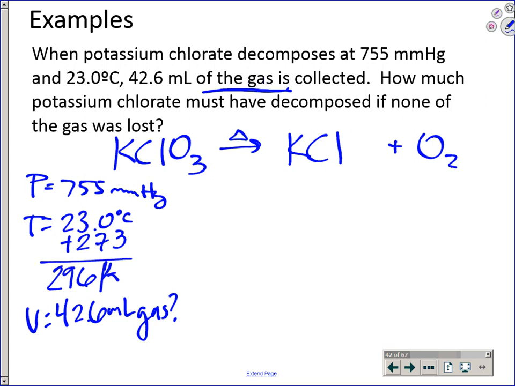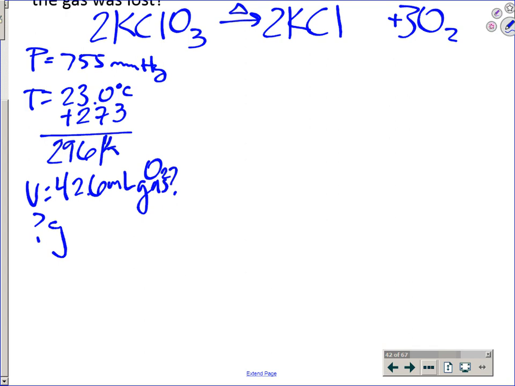Balance this, Riley's table. 2, 2, 3. Marvelous. Okay, so now we know what this gas is. So this is O2 gas, if you're going to label that out appropriately. What is the question, Bryce? So when it says how much, what unit is it probably asking for? Grams. So here we go. We're going to look for grams of potassium chlorate. And that's our final piece of given information.